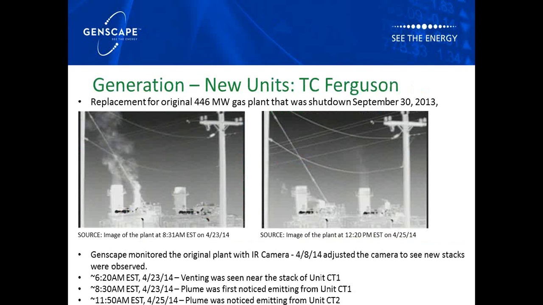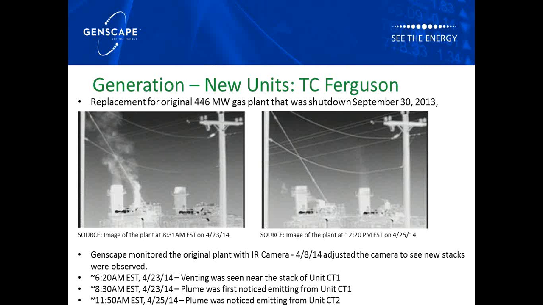As it comes to that TC Ferguson unit, like I said, this is a replacement for that original gas plant that was shut at the end of September. Using our infrared camera technology and monitor, we saw that on the 8th of April of this year is when we were able to adjust that camera and point it a little bit more towards the expansion over there.